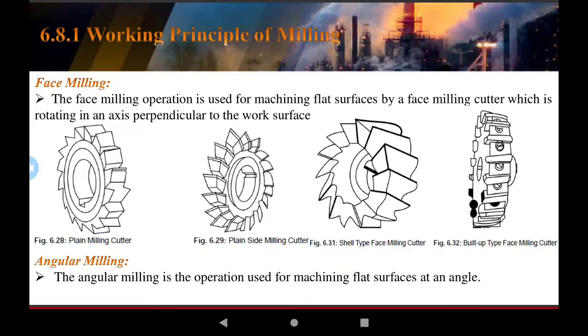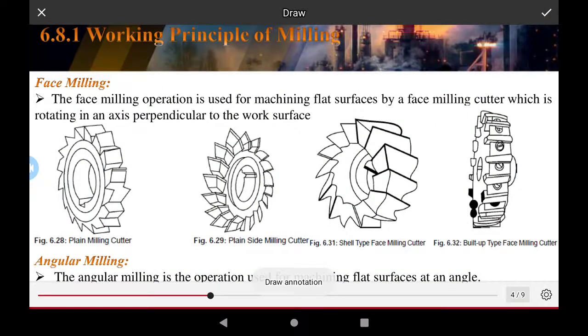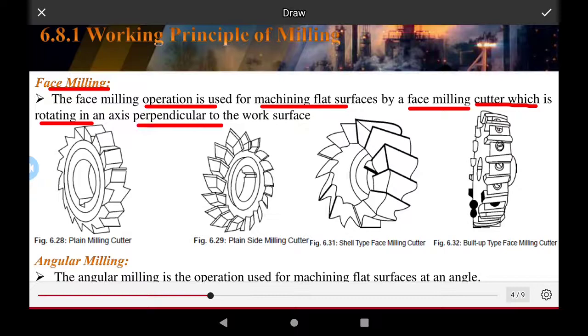The working principle of the milling machines and face milling. The face milling operation is used to machine a flat surface. The face milling cutter rotates on an axis perpendicular to the work surface. The plain milling cutter is the cutter of the machine, mounted on the shaft of the tools, and this is the cutting tip of the tool in the milling machine.